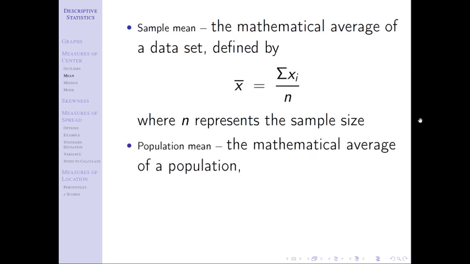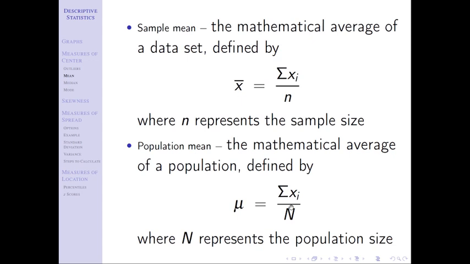And we're going to contrast this with the population mean, which is, of course, the mathematical average of a population. And it has a symbol using the Greek letter mu. And that's how we define it right there as the sum of all the x values. But now we're going to divide by capital N, which is the population size.